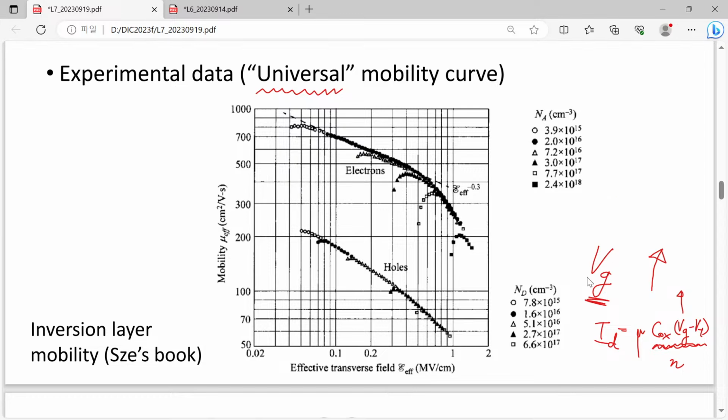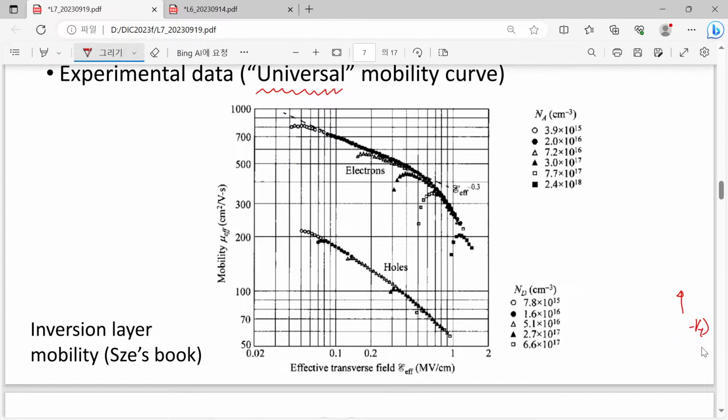Several decades ago, researchers around the world collected data from different fabs. There was an American fab, a Japanese fab, which was well known at the time, and a European fab. They each fabricated their own best devices.